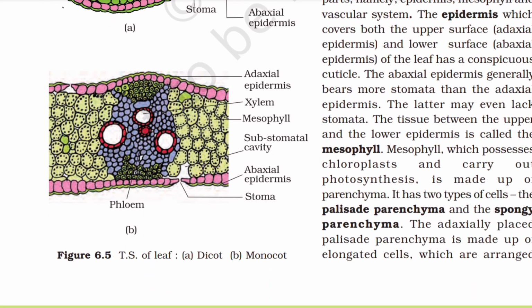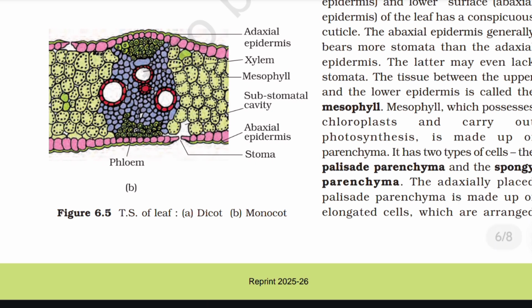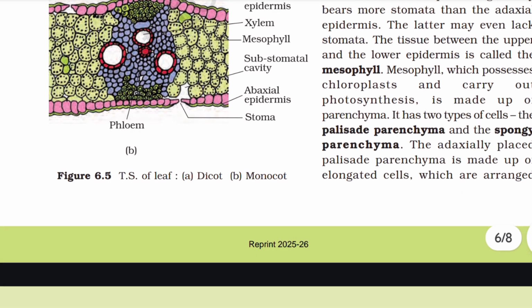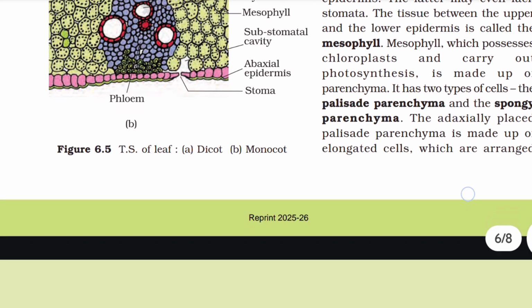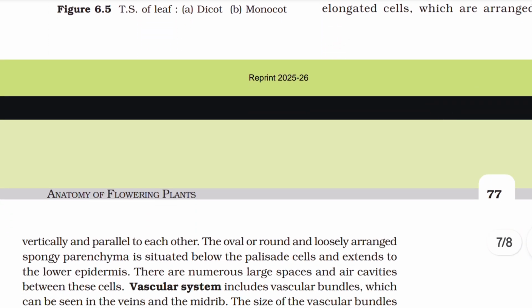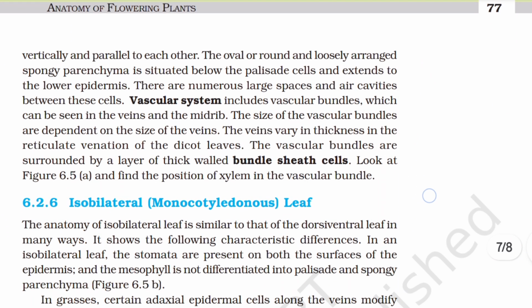The tissue between the upper and the lower epidermis is called the mesophyll. Mesophyll, which possesses chloroplasts and carries out photosynthesis, is made up of parenchyma. It has 2 types of cells, the palisade parenchyma and the spongy parenchyma. The adaxially placed palisade parenchyma is made up of elongated cells which are arranged vertically and parallel to each other. The oval or round and loosely arranged spongy parenchyma is situated below the palisade cells and extends to the lower epidermis. There are numerous large spaces and air cavities between these cells.